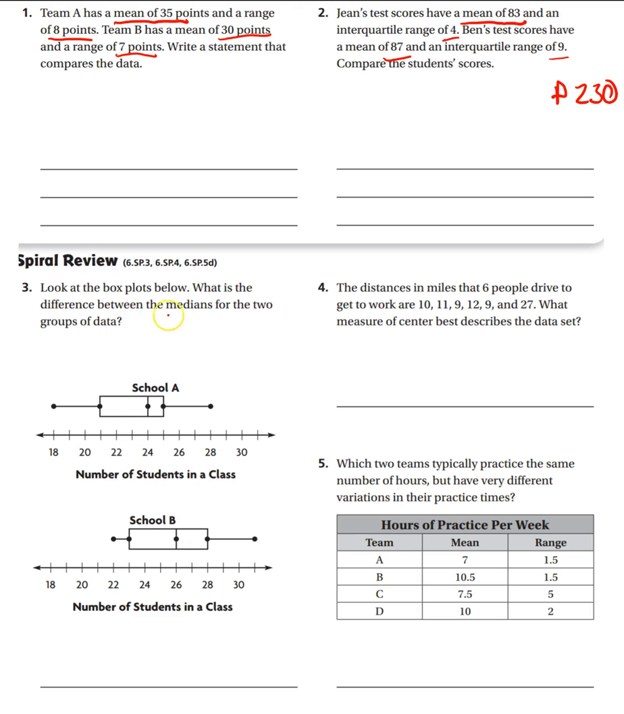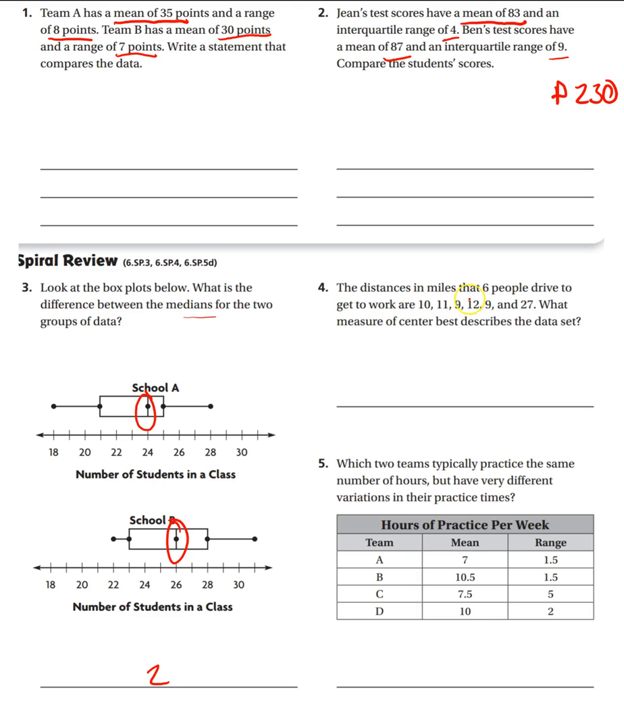Okay, look at the box plots below. What is the difference between the medians for the two groups of data? So remember, median, when you're seeing a box plot, is this number. So the difference would be 26 minus 24, which is just 2.